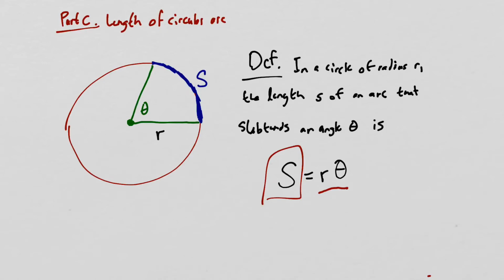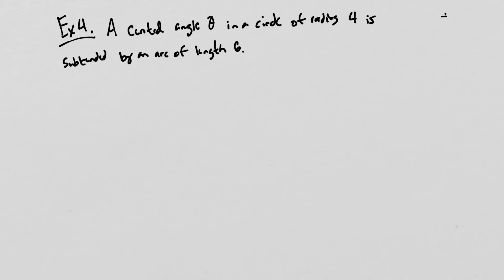Another nice feature of this relationship is that this formula allows us to find radians given a circle of any radius. Let's try a problem out. Example number 4. A central angle theta in a circle of radius 4 is subtended by an arc of length 6. Find the measure of theta in radians.